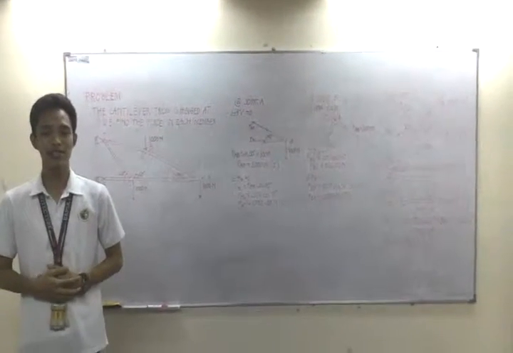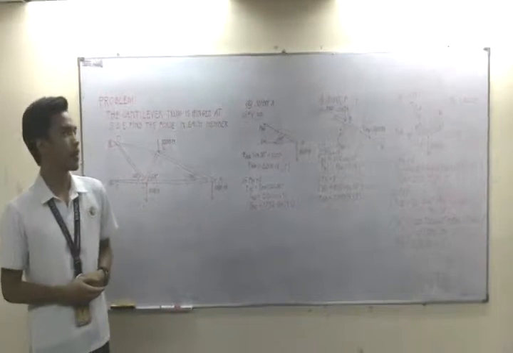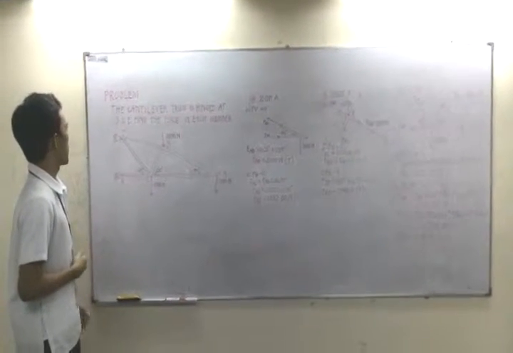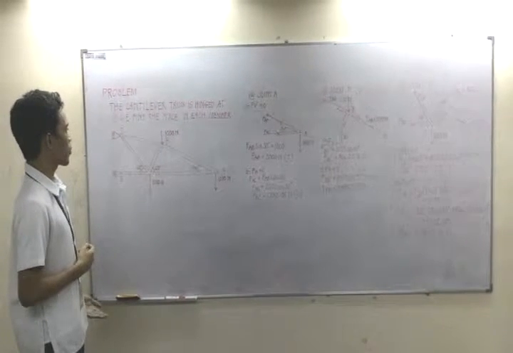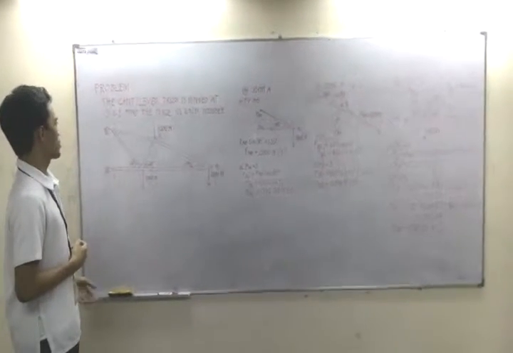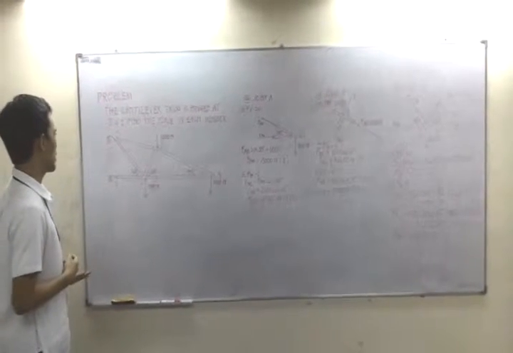And today we're gonna teach you how to solve the cantilever truss using the method of joints. So this is our problem. The cantilever truss is hinged at D and E. Find the force in each member. So this is the illustration of the cantilever truss hinged at D and E.